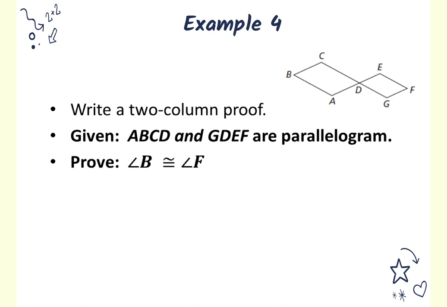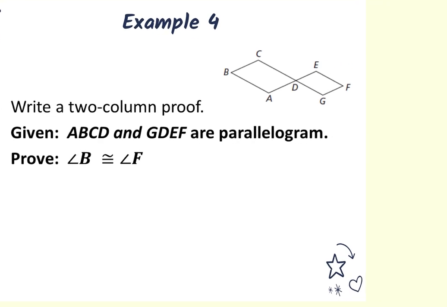Example 4, and we're back to the proofs. So this says to write a 2-column proof, given ABCD and GDEF are parallelograms. You want to prove that angle B is congruent to angle F. So I want to eventually link these two. Well, based on the fact that they are parallelograms, so I'm going to start there, ABCD and GDEF are parallelograms. That's my given.